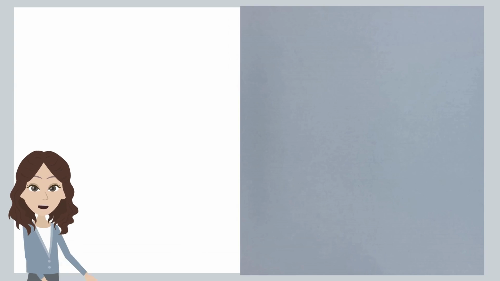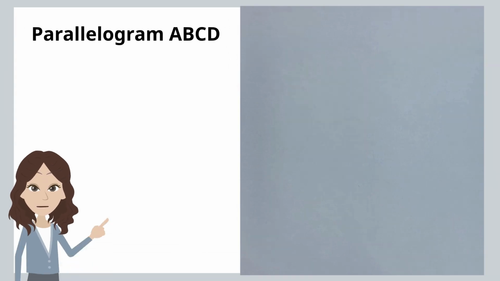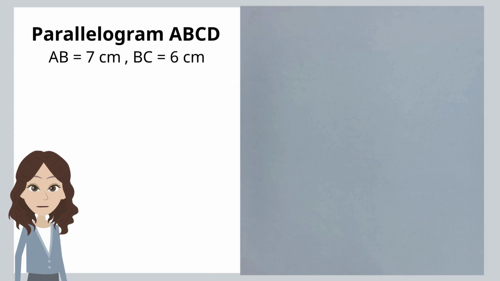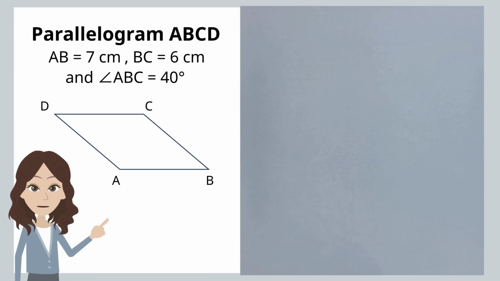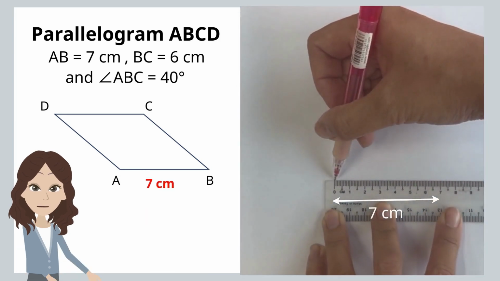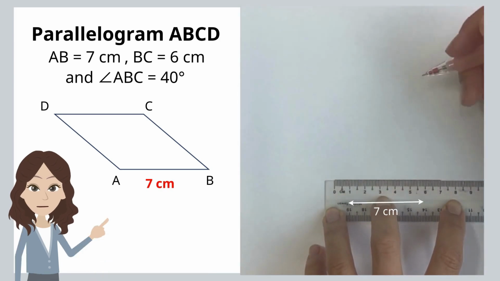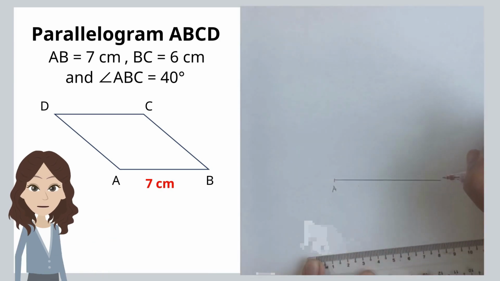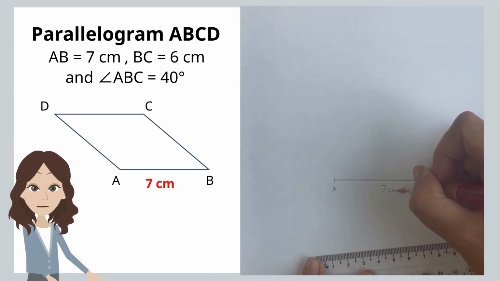Let's construct a parallelogram ABCD where AB is 7 centimeters, BC is 6 centimeters, and angle ABC is 40 degrees. Step 1. Draw line AB, which is 7 centimeters long, using a ruler. Label points A and B.